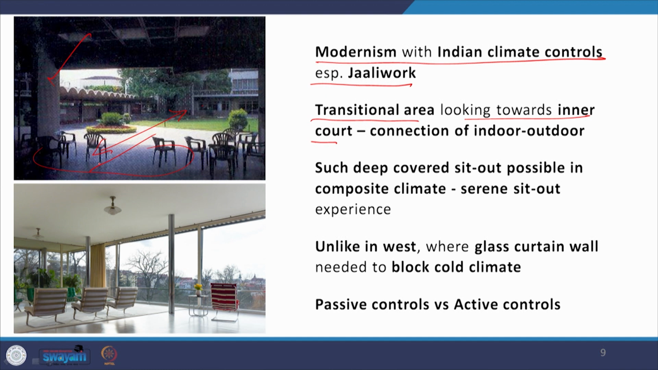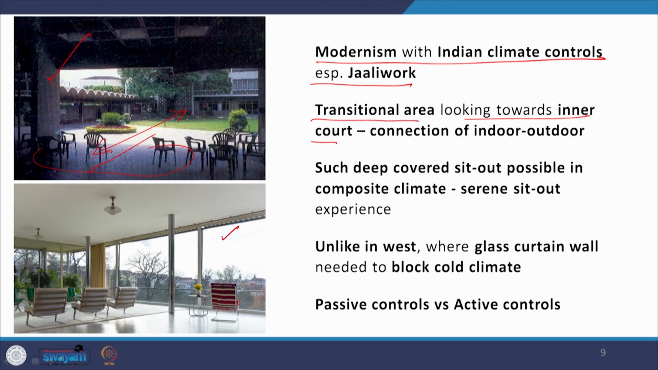Now this is unlike the West, where the glass curtain wall is needed. This is the Tugendhat house by Mies van der Rohe. So what Mies did was, because they wanted the same kind of indoor outdoor interaction, but it is not possible because of the harsh cold climate of Europe.